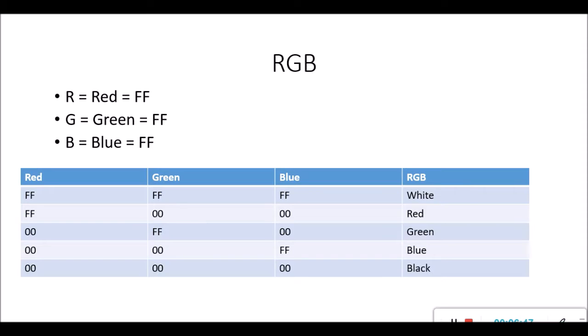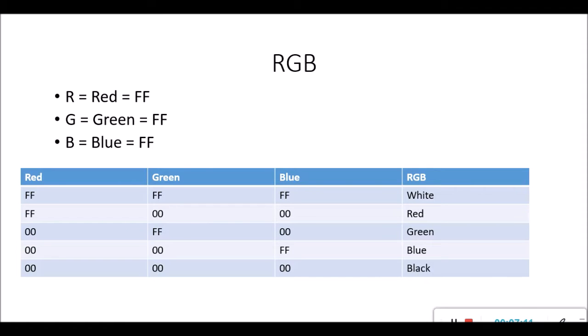If everything is on, then you have color white. If everything is FF, FF, FF, you have color white. If everything is 0, 0, 0, 0, 0, 0, you have color black. White is F 6 times. Black is 0 6 times. Just pay attention to that.